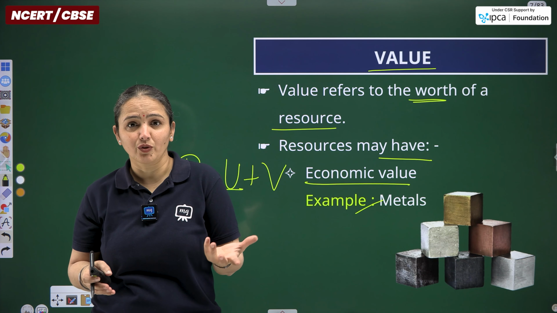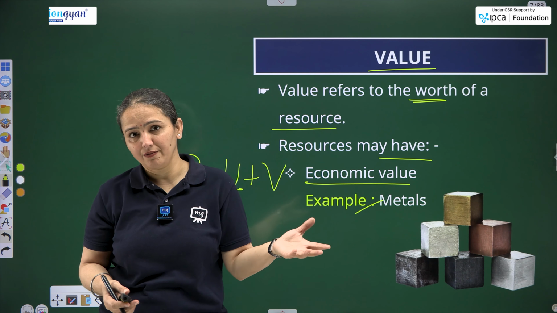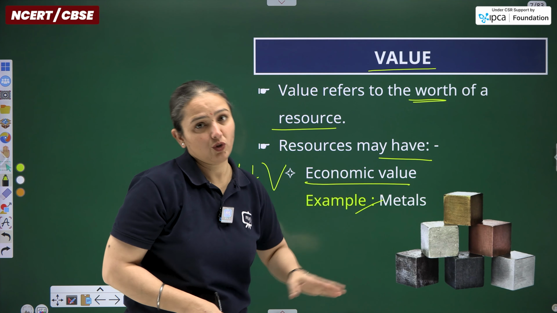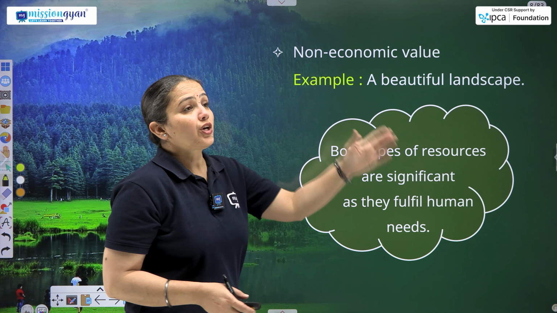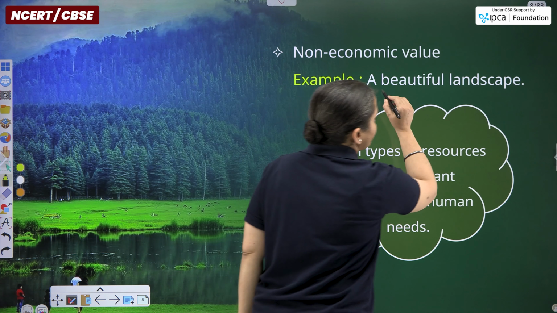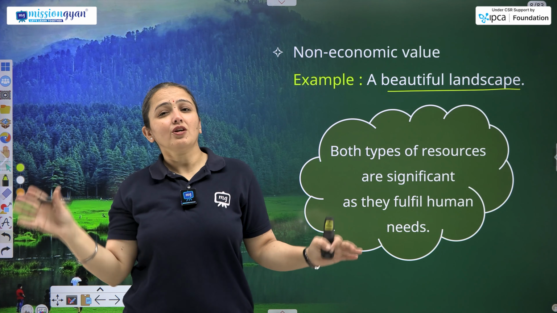It is extracted from the rocks itself, from inside the earth, and further we are using it in various forms. That was about economic value. Talking about the non-economic value, an example is a beautiful landscape. You are just looking at the majestic view.